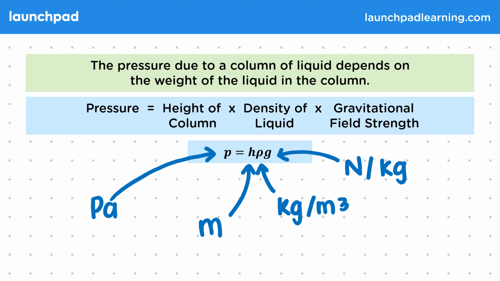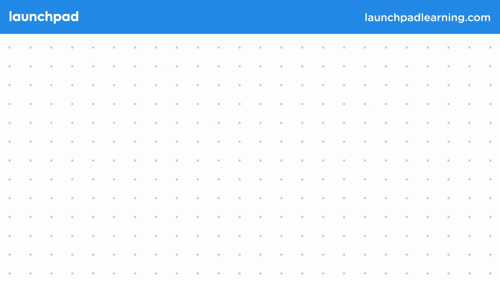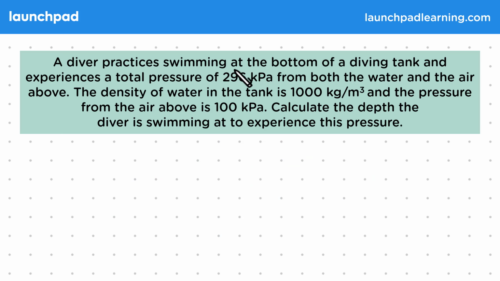Let's have a look at an example. A diver practices swimming at the bottom of a diving tank and experiences a total pressure of 296 kilopascals from both the water and the air above. The density of water in the tank is 1,000 kilograms per meter cubed, and the pressure from the air above is 100 kilopascals. Calculate the depth the diver is swimming at to experience this pressure.